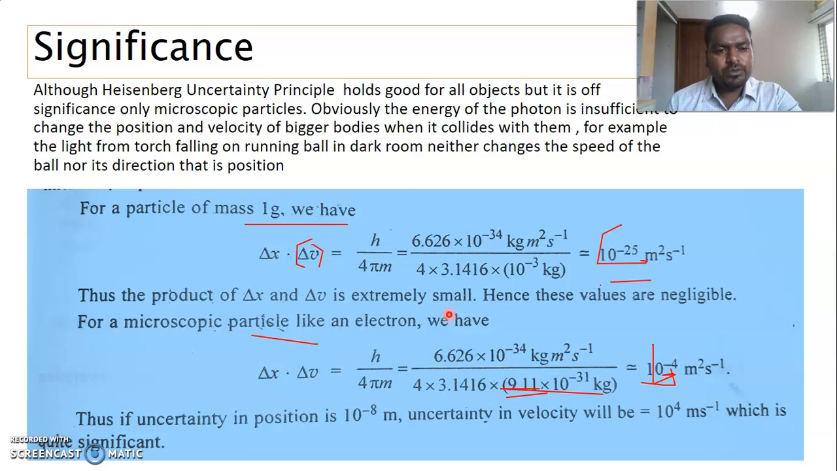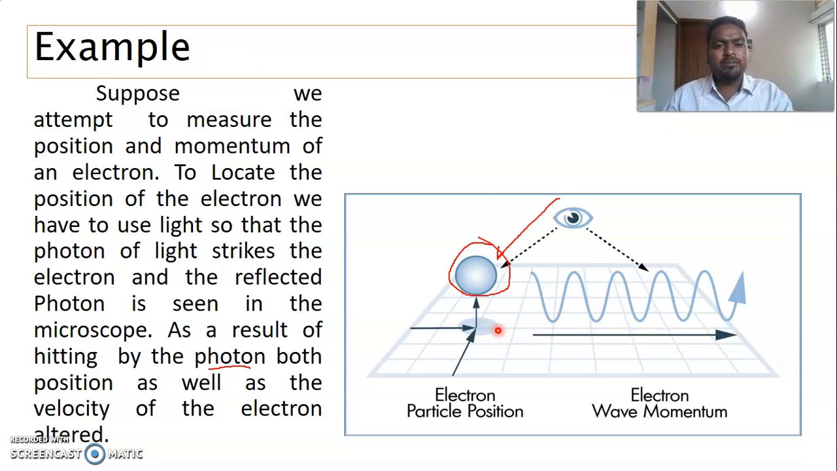With these two examples we can understand the significance of the Heisenberg uncertainty principle. So dear students, finally we can conclude that this principle is very simple. The position as well as the momentum or velocity of an object cannot be determined simultaneously and accurately. See the condition: accurate and simultaneous measurement is impossible here. We can measure accurately either position or velocity, not both at a time. That is the principle.